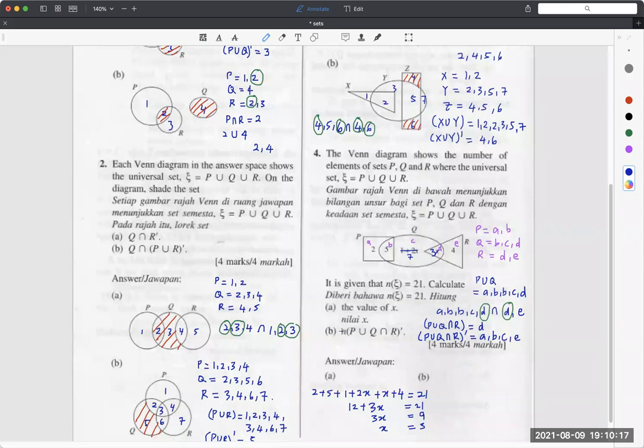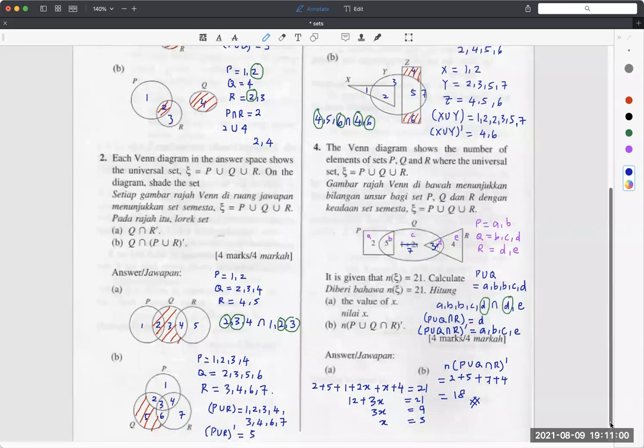So now n means the number of elements. Okay, jumlah elemen dalam kawasan-kawasan tu. So A, 2, B, 5, C, 7, dan E, 4. Okay, so the number of elements in P union Q intersect with R, and then the complement, equals to, tambahkan semua ni. So 7, 14, 18. So jawapan dia ialah 18.